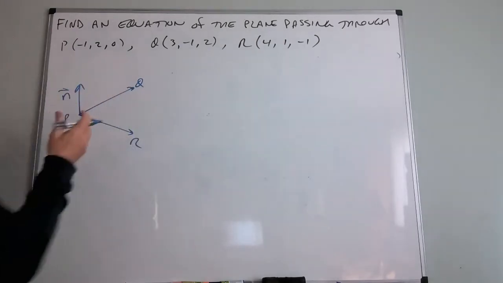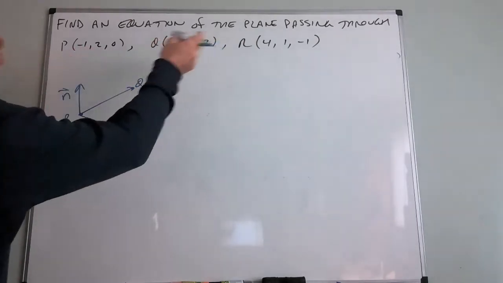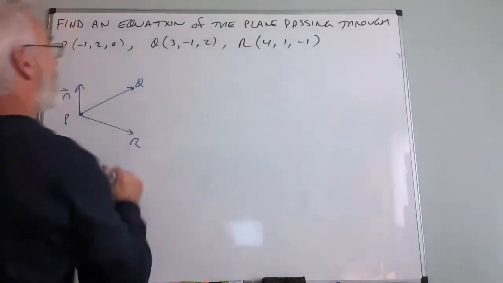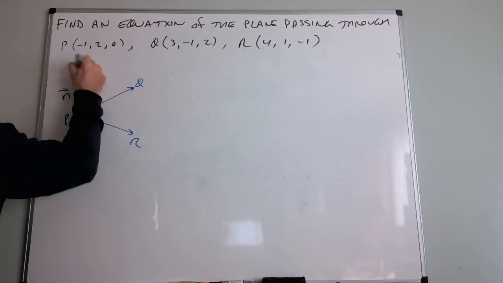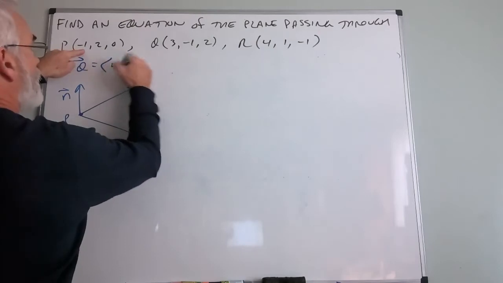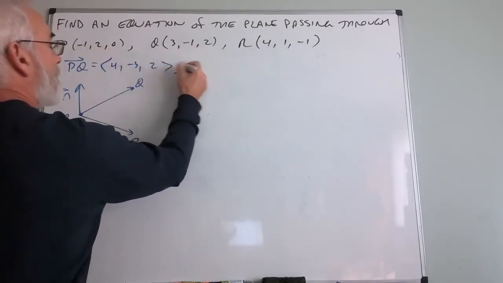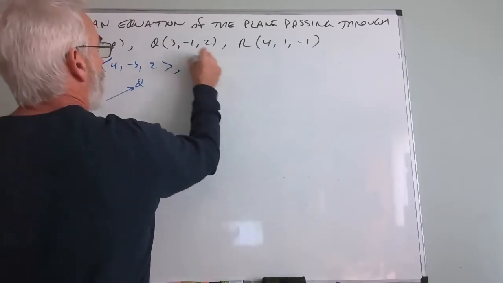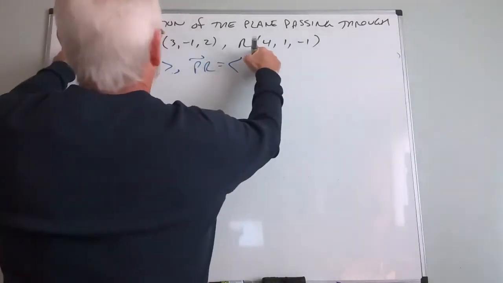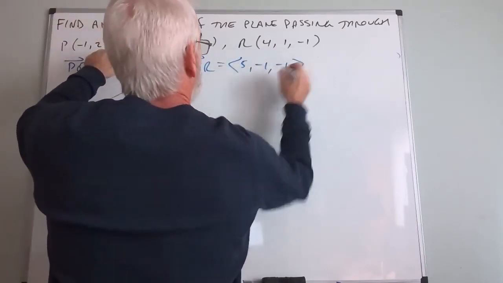And by the way, it doesn't matter if I say PQ or QP or QR or RQ. I just need the same point to be the vertex. So I'm just going to be lazy. I'm going to do PQ and PR. It's just easier for me to keep track of. So the vector PQ is 3 minus -1, -1 minus 2, 2 minus 0. The vector PR, 4 minus -1, 1 minus 2, -1 minus 0.